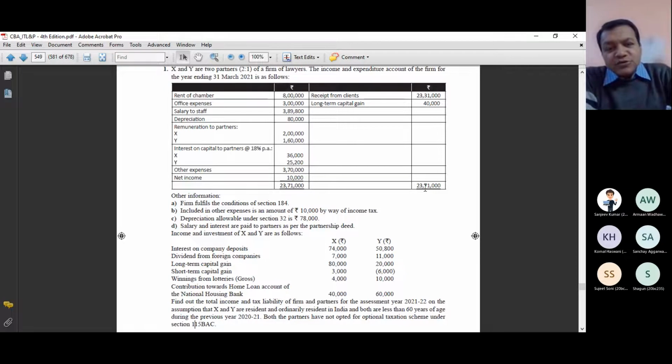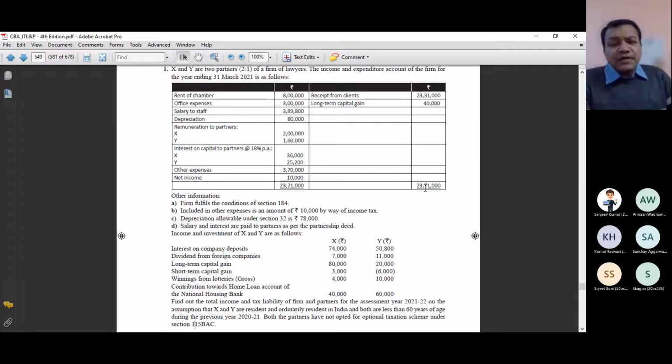Salary and interest are paid to partners as per the partnership deed. So one thing is sure that these are as per the deed, but even if as per the deed, still we have some maximum percentage. Now income and expenditure of X and Y are as follows. Interest on company deposits, dividend from foreign companies, long-term capital gain, short-term capital gain, winnings from lottery, contribution towards home loan account of the National Housing Bank. These are the income of partners, not the firm.